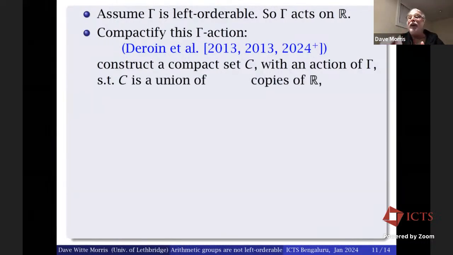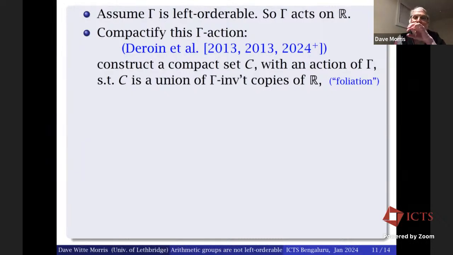C is a union of many, uncountably many copies of R. In fact, it's foliated. So C is a foliated space with copies of R passing all through it. And each one of those leaves, each one of those copies of R, is invariant under gamma. So instead of just having gamma act on one copy of R, we have it act on uncountably many copies of R, but we wind those all together into a compact set that gamma acts on, preserving each leaf. And the other thing is that we need this action to be non-trivial.